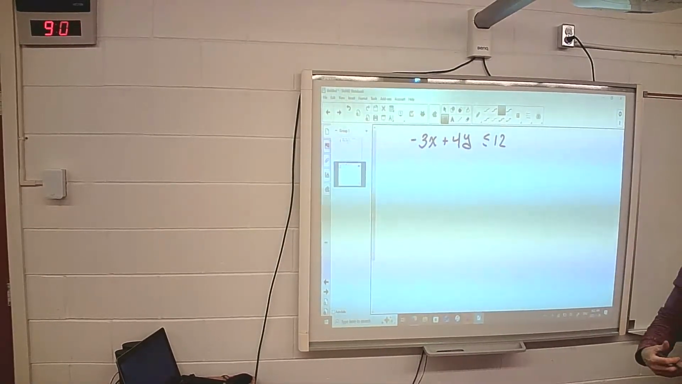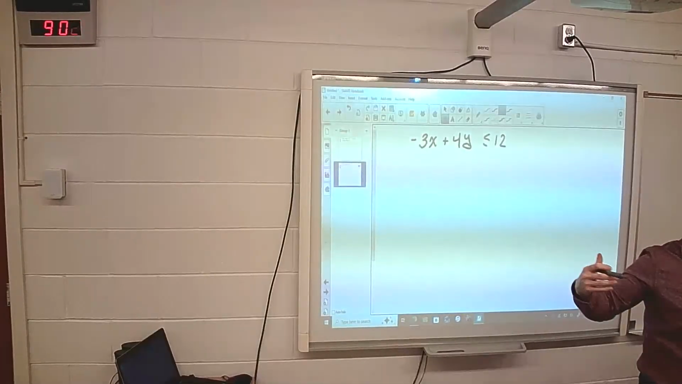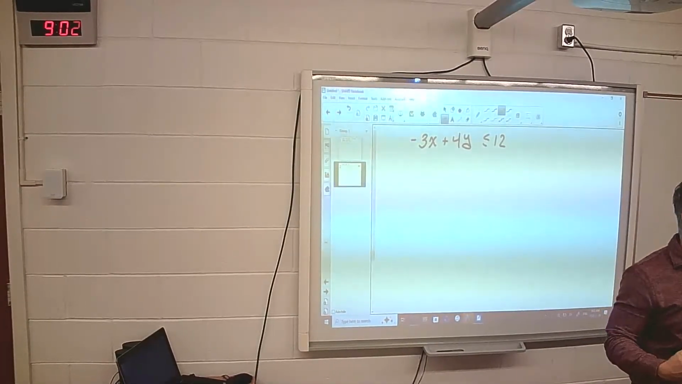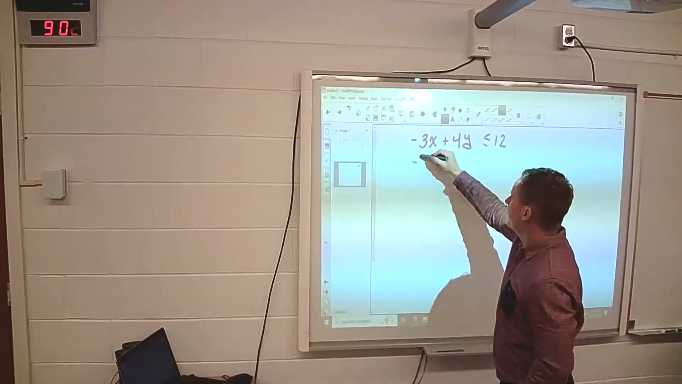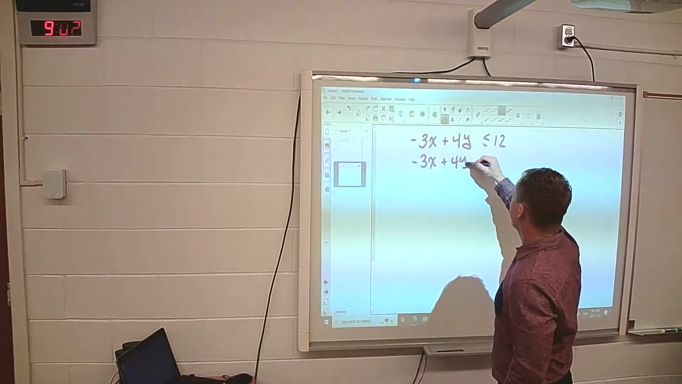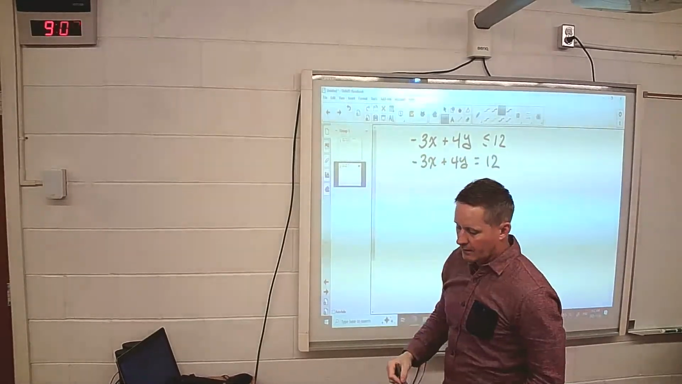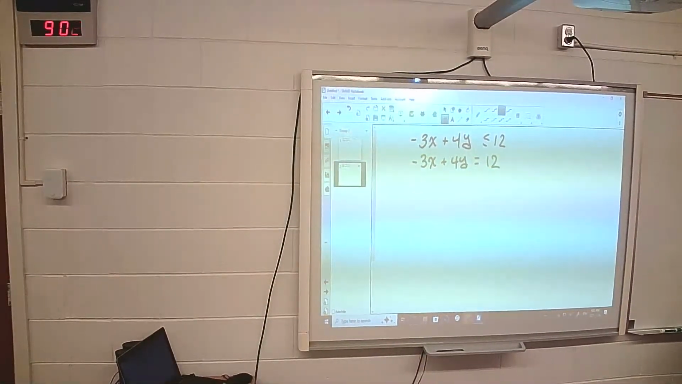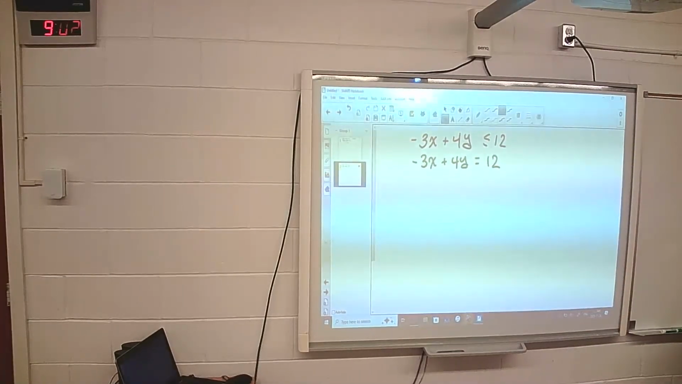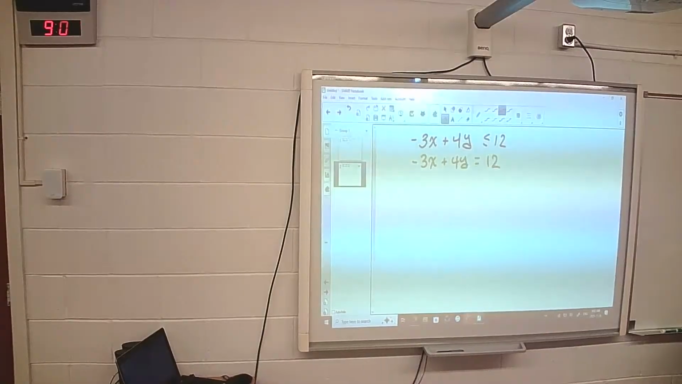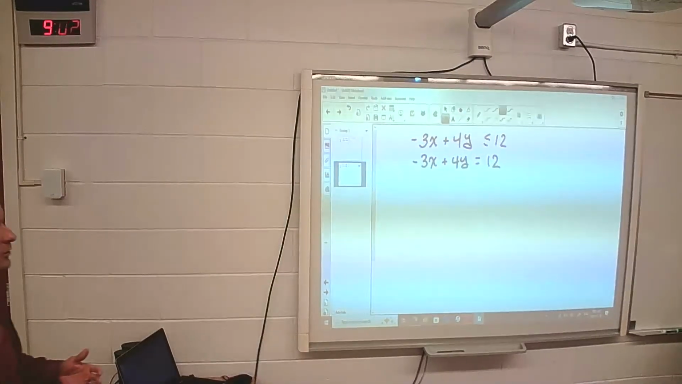Okay, so the first thing that you do to graph this is graph it as an equality. You graph the actual line itself. So I change that less than or equal to an equal sign. All right. Now, you were taught last year how to graph a line in 3 different methods. In each of the 3 methods, you need a minimum of 1 coordinate and either a second coordinate or the slope of the line in order to graph it. So we can do it 3 different ways.